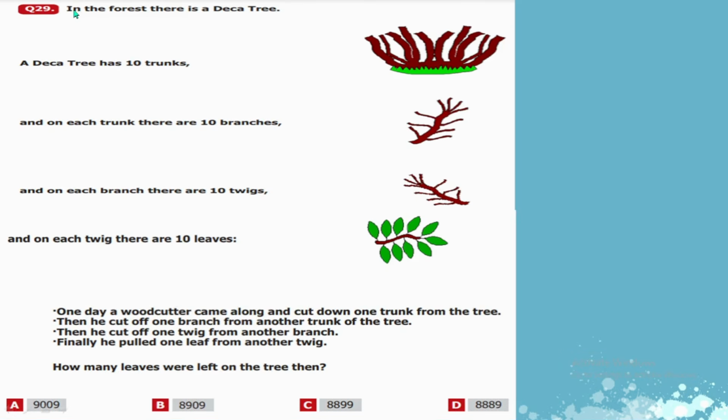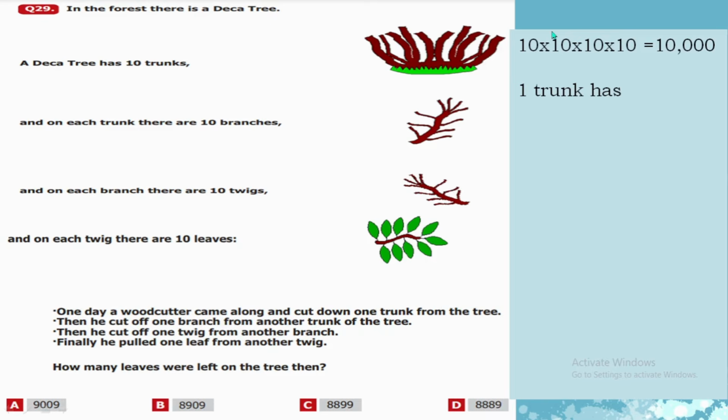In question number 29, in the forest there is a deca tree. Deca means 10. A deca tree has 10 trunks, and on each trunk there are 10 branches, and on each branch there are 10 twigs, and on each twig there are 10 leaves. One day a woodcutter came along and cut down one trunk from the tree. Then he cut off one branch from another trunk of the tree. Then he cut off one twig from another branch. Finally, he pulled one leaf from another twig. How many leaves were left on the tree then?